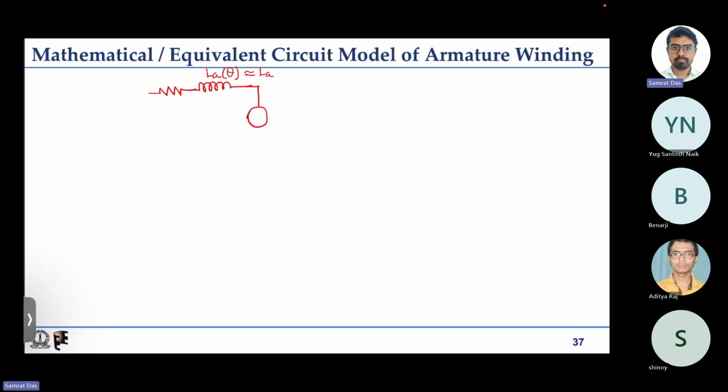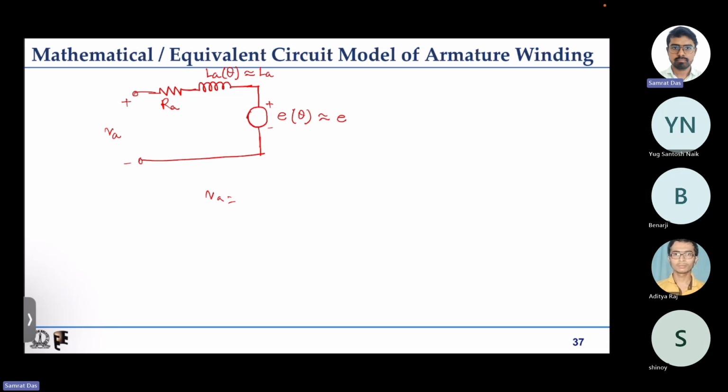And again we have back EMF. This E may change with rotor position, but if it is designed well, the ripple is quite small, so this also can be approximated to a constant quantity. So this becomes the equivalent circuit of the armature, where this is the input voltage VA that we give. So if I write down the equation, this is RA.